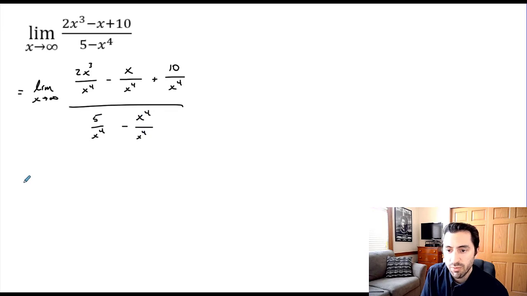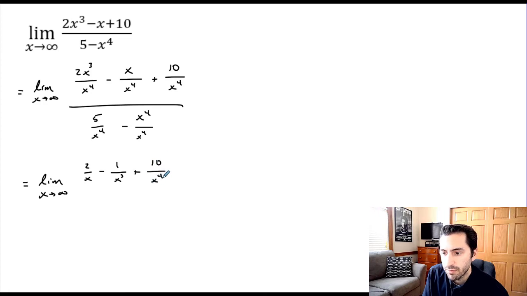All right, now let's do some simplifying. Let's see what we end up with for these fractions. So that first one in the numerator, the x cubed divided by x to the 4th, we're going to end up with 2 over x. In the middle, one of the x's will simplify, so we get 1 over x cubed. And then we have 10 over x to the 4th. In the denominator, we're going to end up with 5 over x to the 4th minus 1.